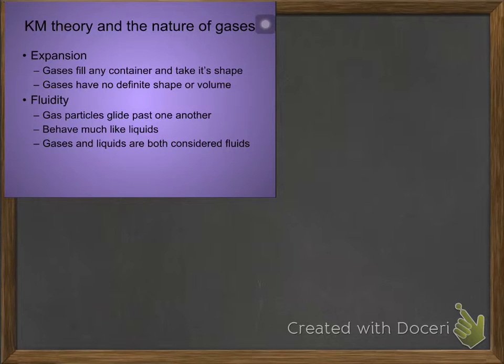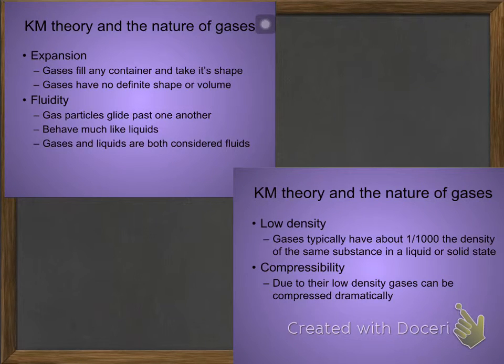How do these assumptions explain the behavior of gases? Well, according to those assumptions, gases would fill their containers. They'd take its shape. That's true. According to those assumptions in kinetic molecular theory, gas particles should be able to slide right past one another and behave very much like a liquid. That's true. Gases and liquids are both considered fluids. That would also explain why they're so low density, typically about 1,000th the density of the same substance in liquid or solid state, and why they're so compressible.